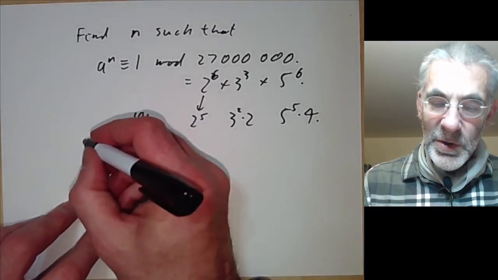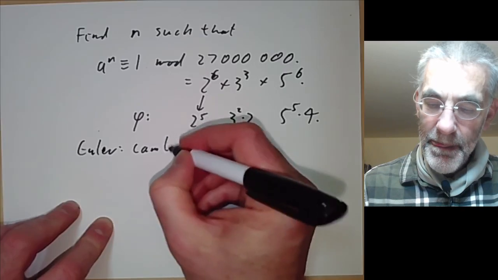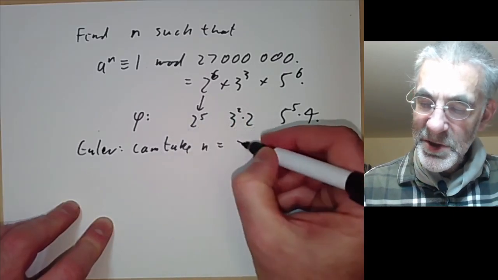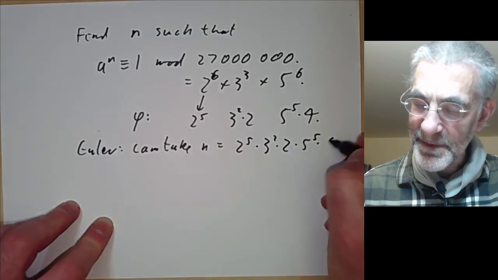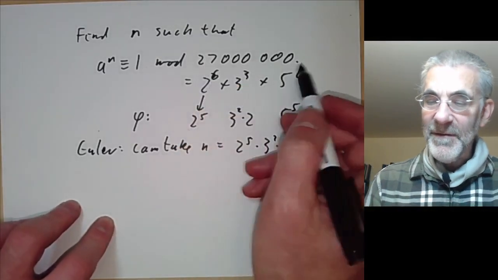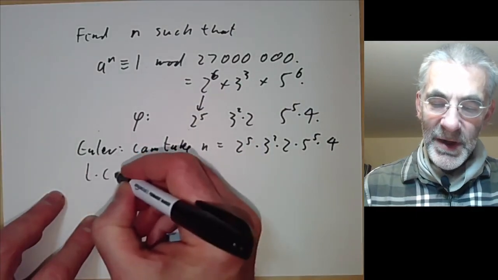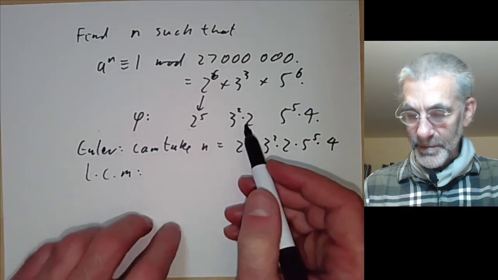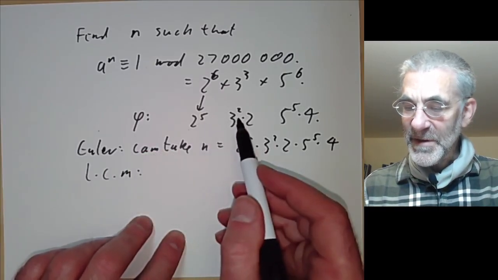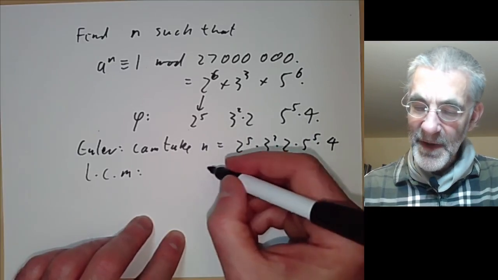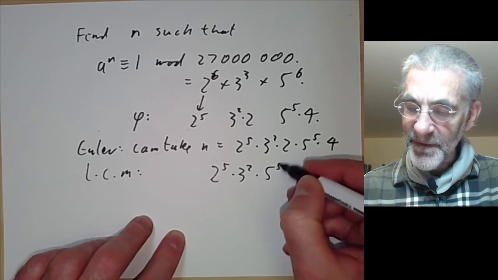Now we notice that Euler states you can take n to be 2 to the 5 times 3 squared times 2 times 5 to the 5 times 4, which is phi of this number here. But instead, we can take the least common multiple of these numbers. So we're trying to take the least common multiple of 2 to the 5, 3 squared times 2 and 5 to the 5, which gives us 2 to the 5 times 3 squared times 5 to the 5.